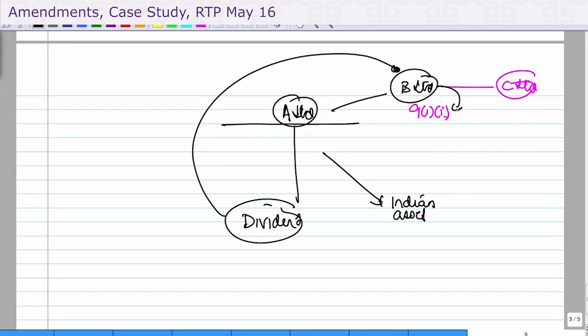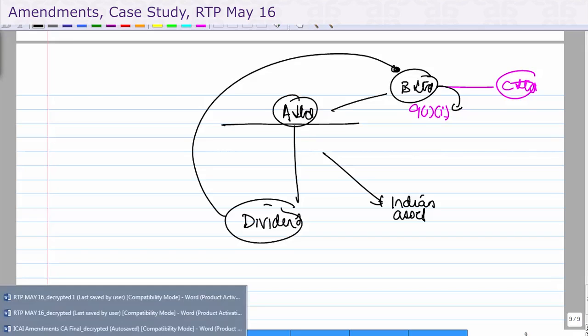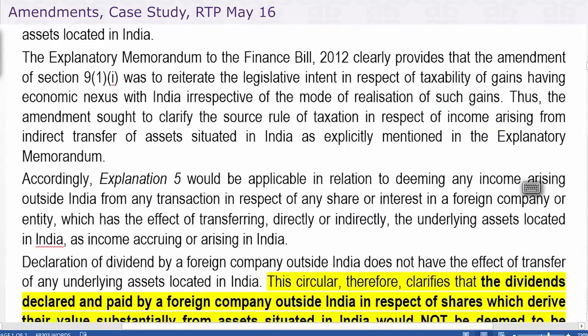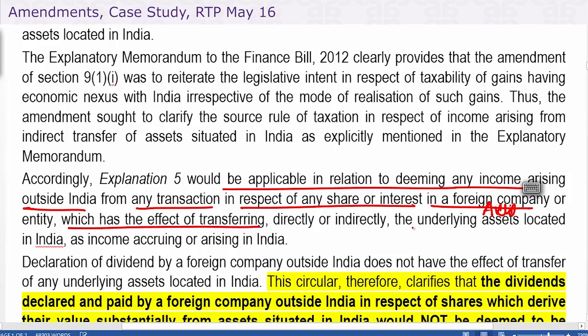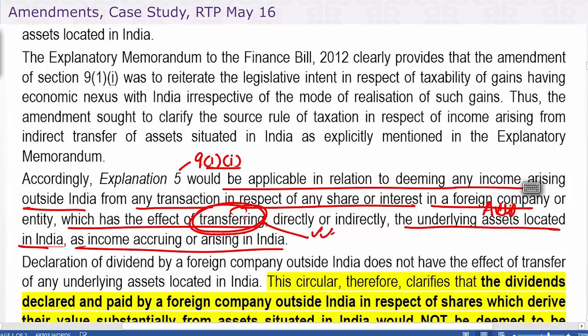So when we read 9(1)(i), it very clearly says, and Explanation 5, which is what I'm going to read for you here. Accordingly, he says, Explanation 5 will be applicable in relation to deeming any income arising outside India from any transaction in respect of any share or interest in a foreign company, which is A Limited, which has the effect of transferring directly or indirectly the underlying assets located in India, as income accruing or arising in India. The word over here is transferring. So Explanation 5 to 9(1)(i) only deems income from transfer of shares. It does not affect dividend.